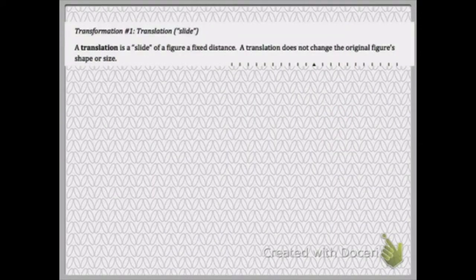So as the packet indicates, the first kind of transformation is a translation, which in lower levels of math you would have referred to as a slide. A translation is a slide of a figure at a fixed distance. The translation does not change the original figure's shape or size. So this means translations create congruent figures. The shape will look the same, it's going to be the same shape and size, but it will be in a different location.